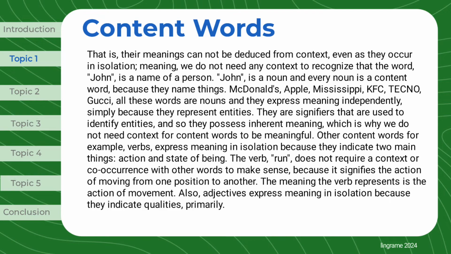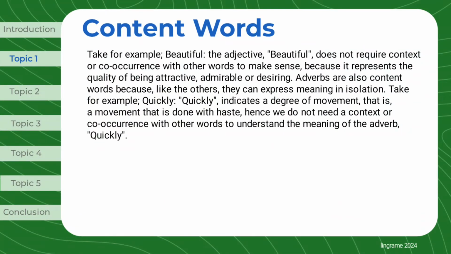Also, adjectives express meaning in isolation because they indicate qualities, primarily. Take for example, beautiful. The adjective, beautiful, does not require context or co-occurrence with other words to make sense, because it represents the quality of being attractive, admirable or desirable.